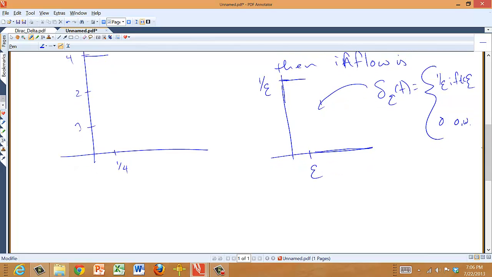Now we can go ahead and describe the delta epsilon function without issue in terms of Heaviside functions, so we could Laplace transform it if we wanted. So the delta epsilon function is 1 over epsilon minus 1 over epsilon times the Heaviside function shifted by epsilon.